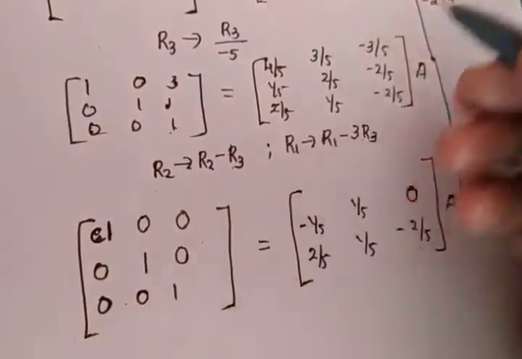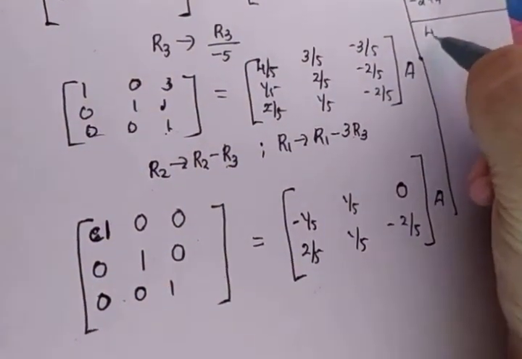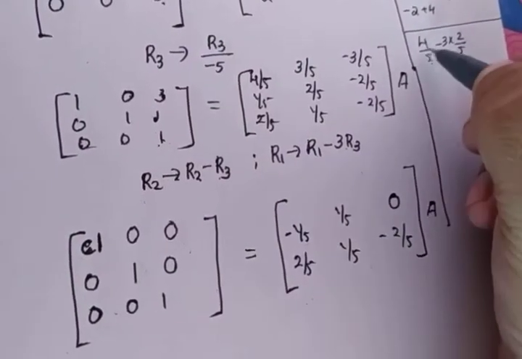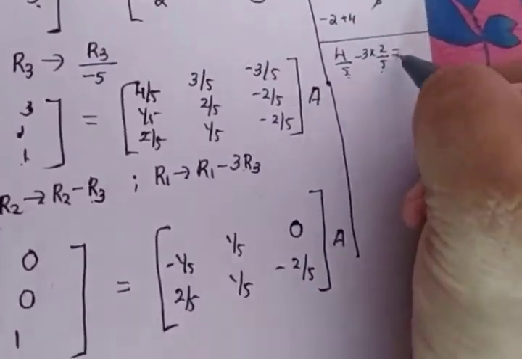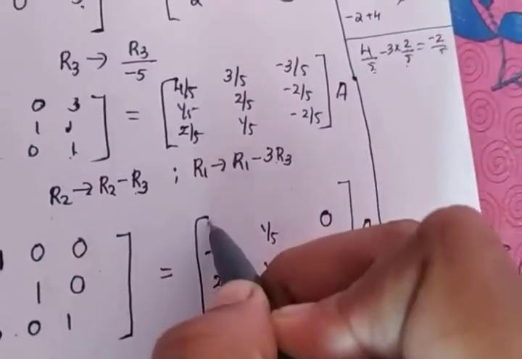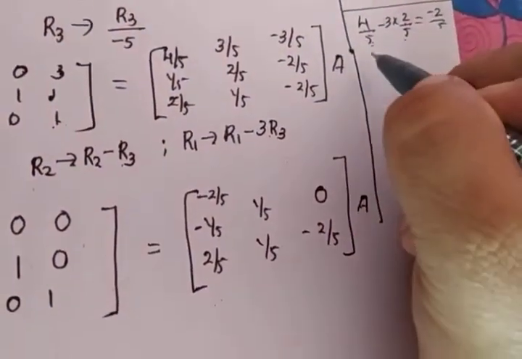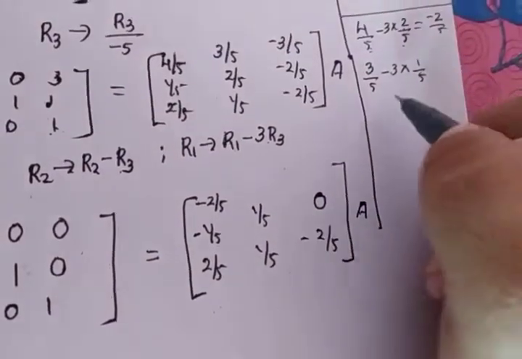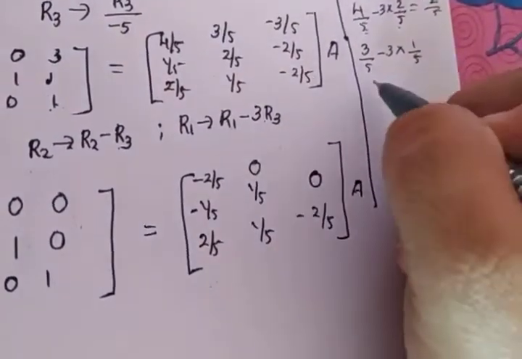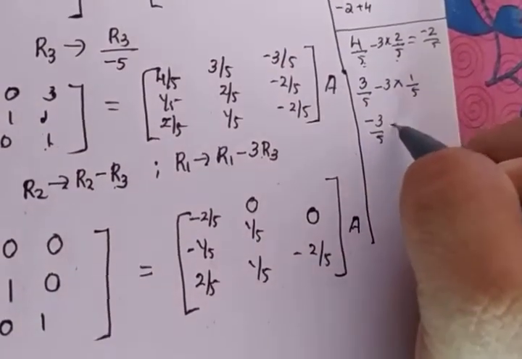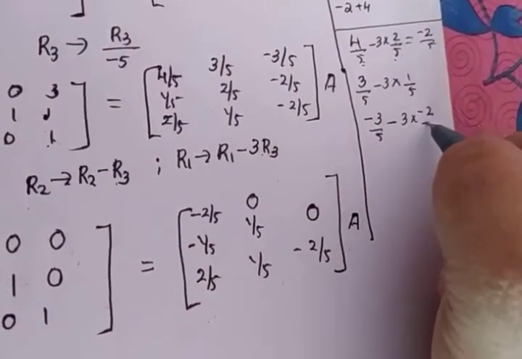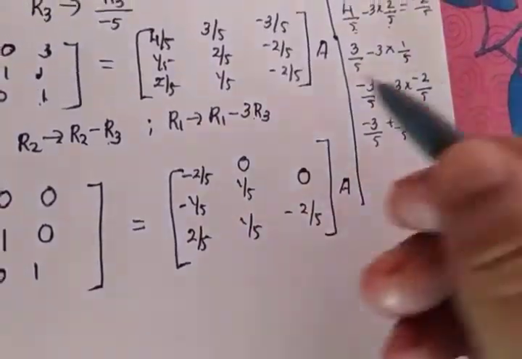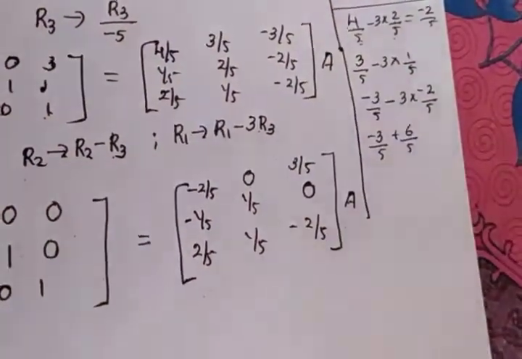And on the right side we can calculate 4 by 5 minus 3 into 2 by 5. So denominators are the same. 4 minus 6 will give you minus 2 by 5. So the first term is minus 2 by 5. What about the second element? 3 by 5 minus 3 into 1 by 5. So it gives you the value 0. And again the last element, minus 3 by 5 minus 3 into minus 2 by 5. That is minus 3 by 5 plus 6 by 5. Denominators are the same. So it gives you the value 3 by 5.